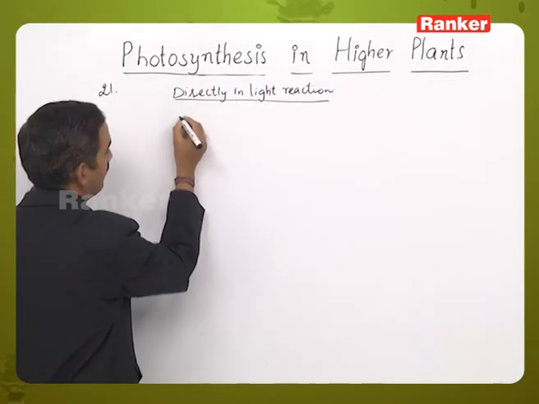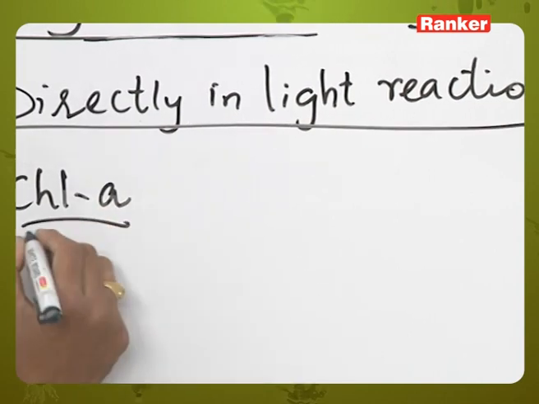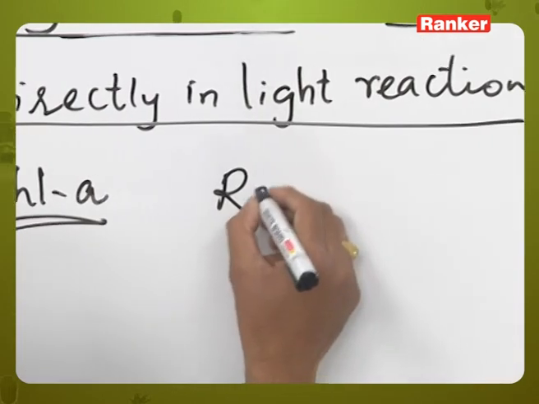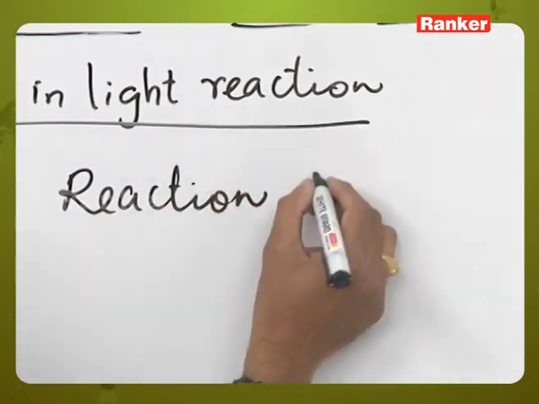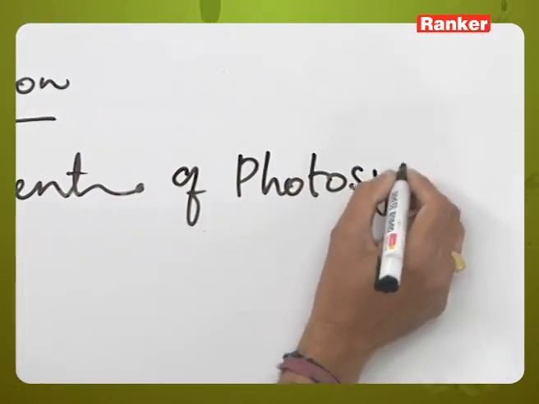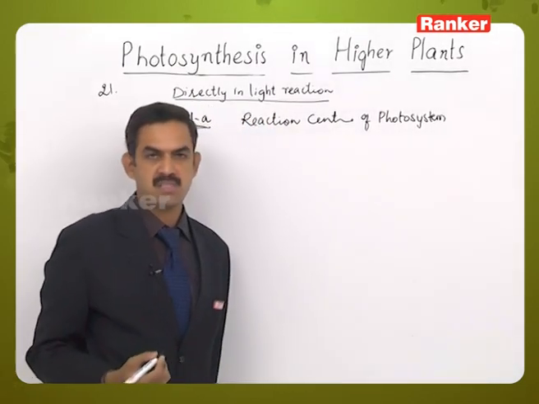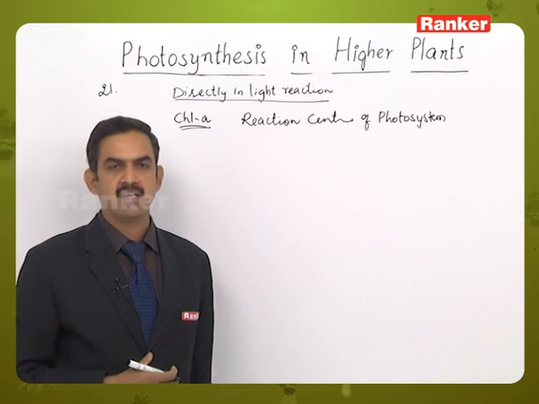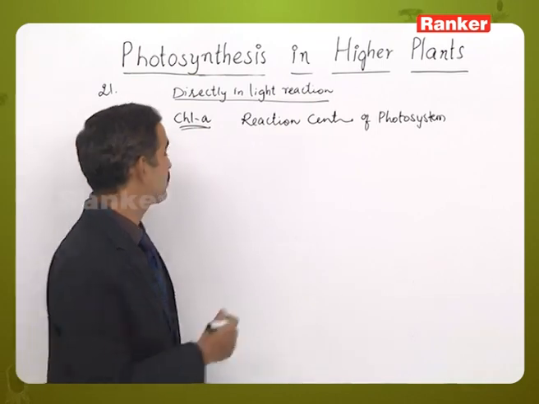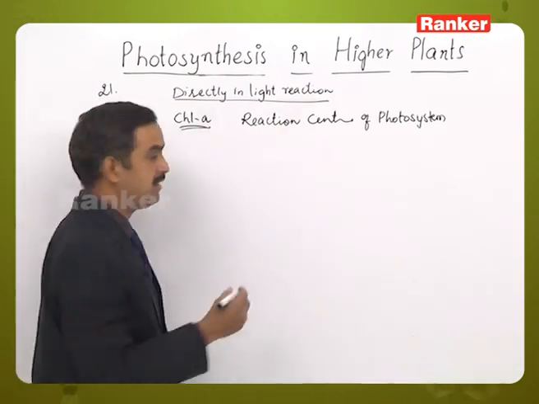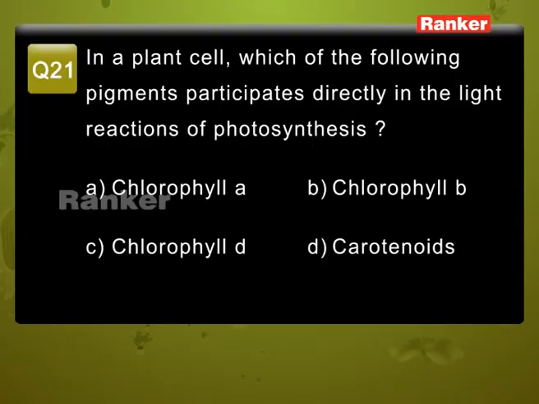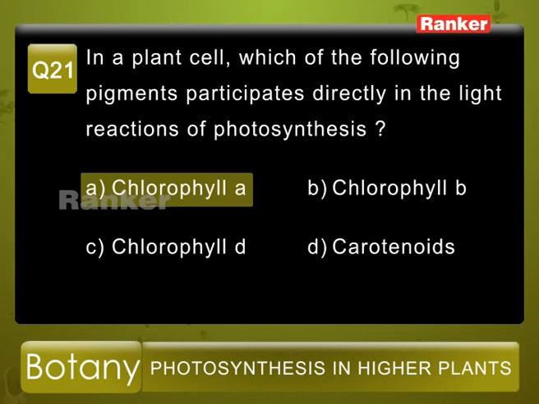So to be said, chlorophyll A molecule, which is present in the reaction center of photosystems, that is photosystem 1 and also in photosystem 2, is helping in converting the solar energy, that is light energy, into the chemical energy form. So here, out of all the pigments that have been given, chlorophyll A is participating directly in the light reaction. So from the given options, option A is the correct answer.